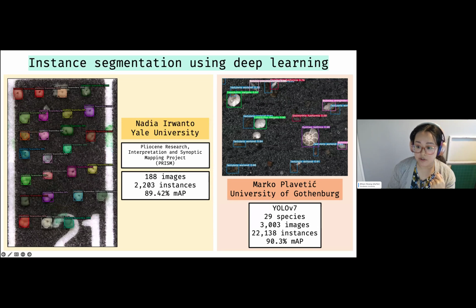On the right here is another example by Marko Pavletić, who was a master's student at the University of Gothenburg, who was able to train an instance segmentation model that could identify with very high accuracy different species of benthic foraminifera.